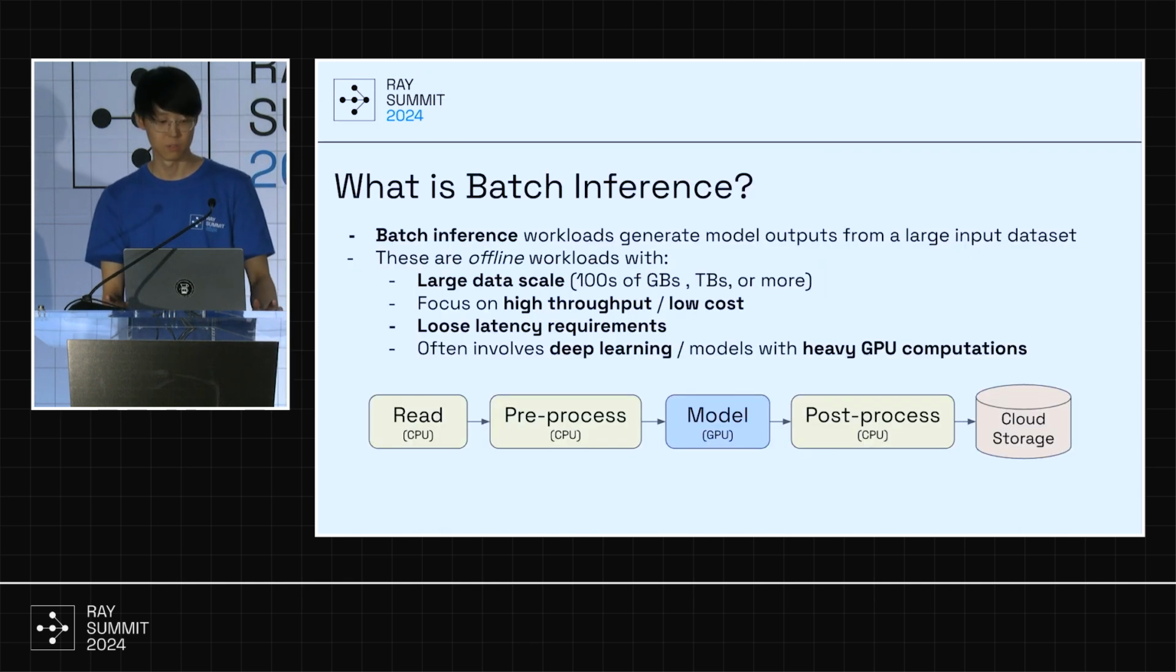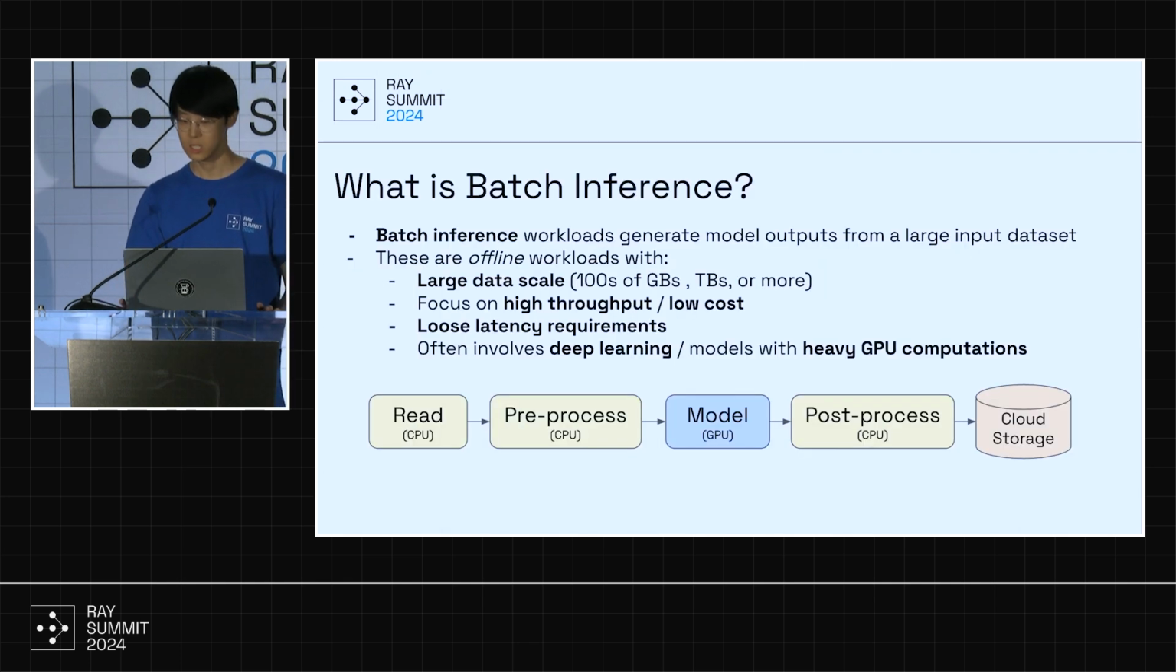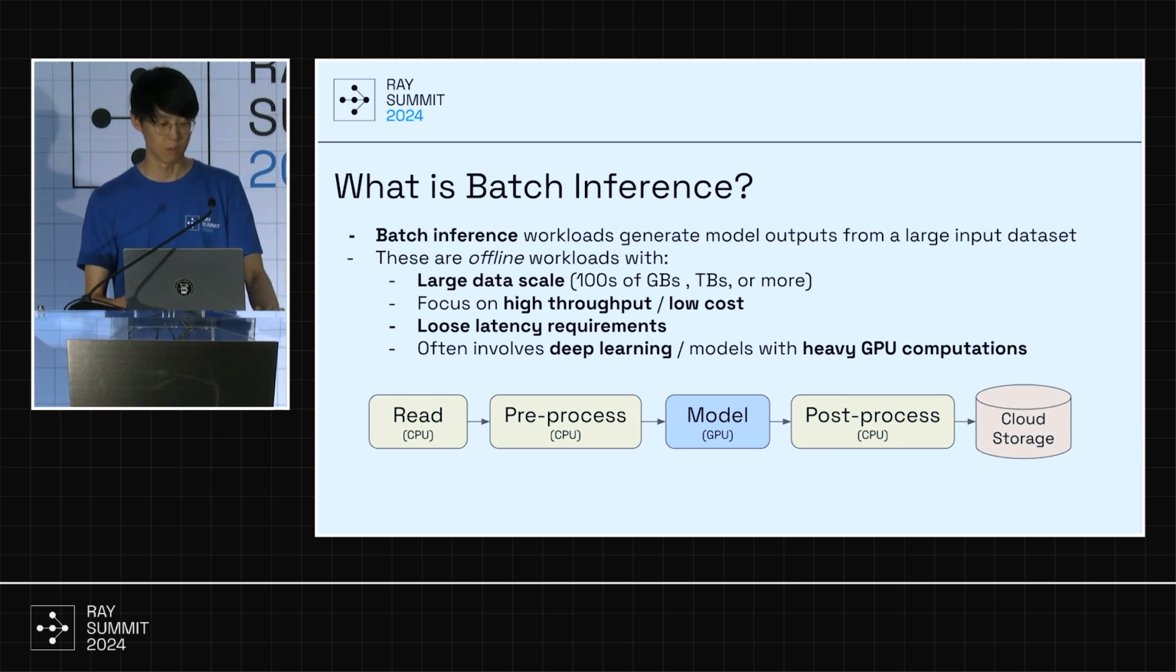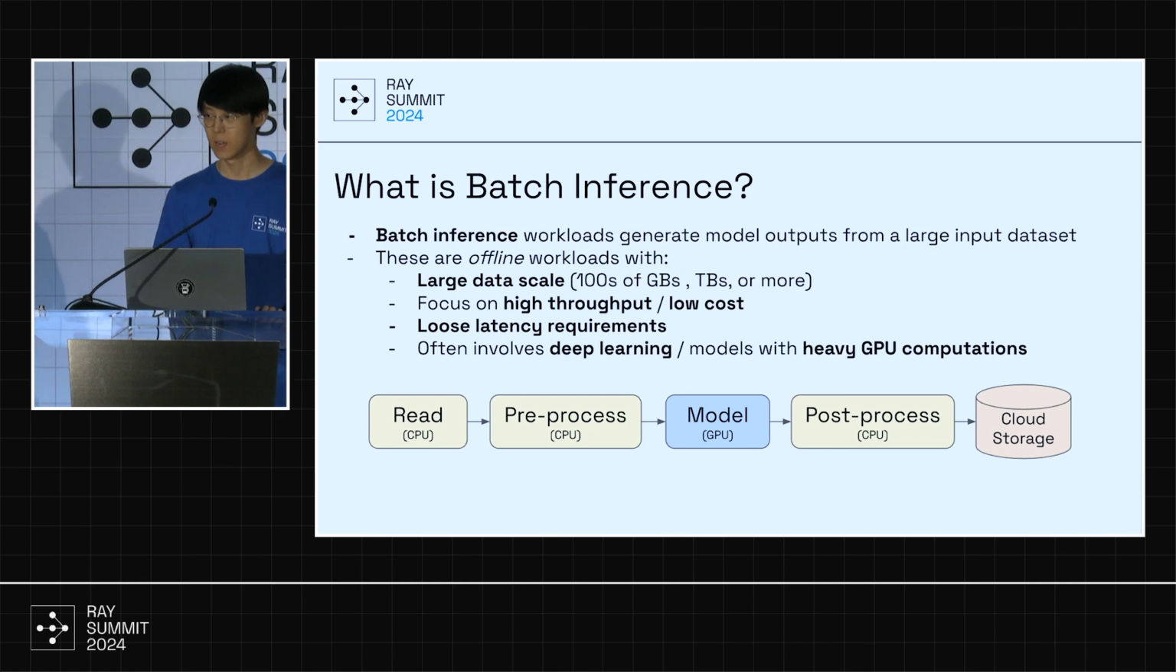So what is batch inference? Batch inference workloads typically are workloads which generate model outputs from a large input data set. These are often referred to as offline workloads. Some defining characteristics are that they have a very large data scale, often hundreds of gigabytes, terabytes, or even larger. They have a big focus on high throughput and low cost, which means that they often have a loose latency requirement. And they typically involve deep learning or other models that have heavy GPU computations.